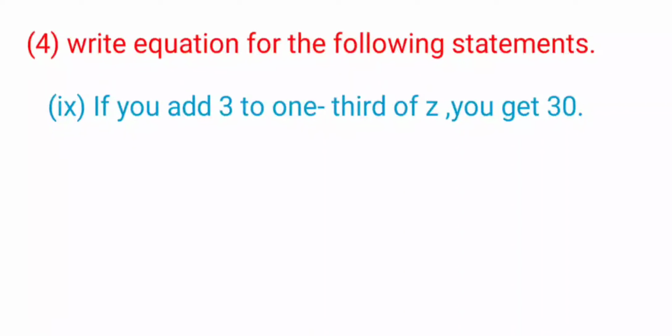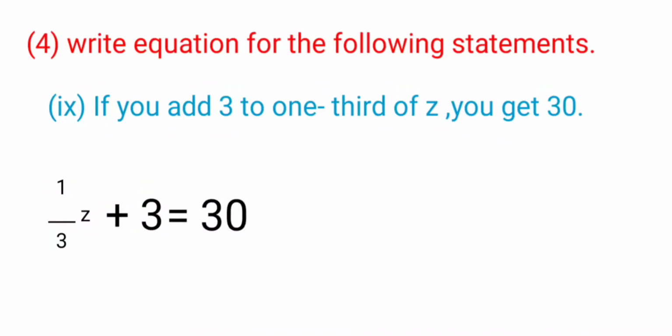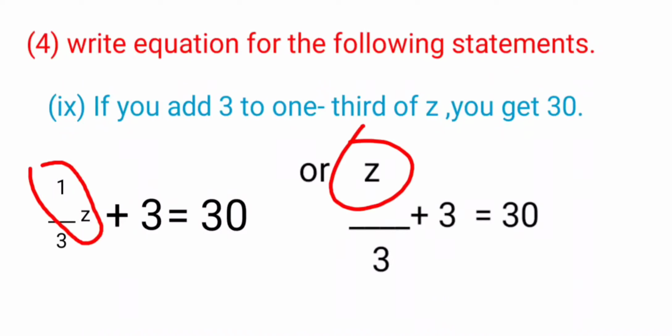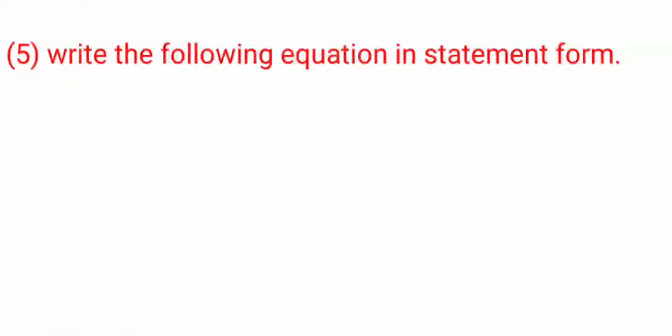Next, if you add 3 to 1/3 of z, you get 30. 1/3 of z means 1 by 3 z. Then add 3, plus 3, you get how much? 30. You get means is equal to 30. Or you can write z by 3 plus 3 is equal to 30. 1 into z is z, so we can write z by 3 plus 3 is equal to 30.